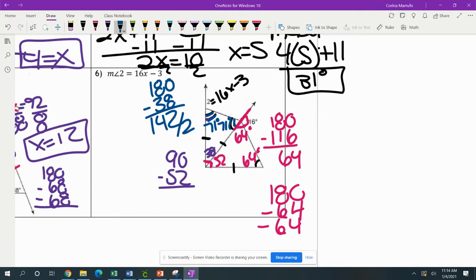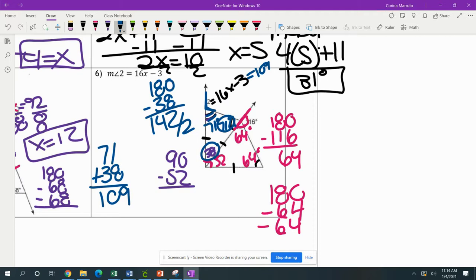Okay, and then from there, we're almost getting to angle 2. We need to figure out what angle 2 is. There's several ways we can do this. We know angle 2 should equal the sum of these two opposite angles. So if we did 71 plus 38, that gives us 109. Okay, so that means this should equal 109.